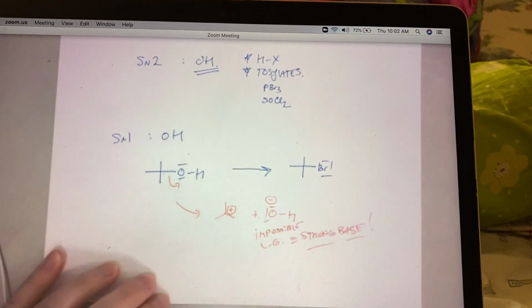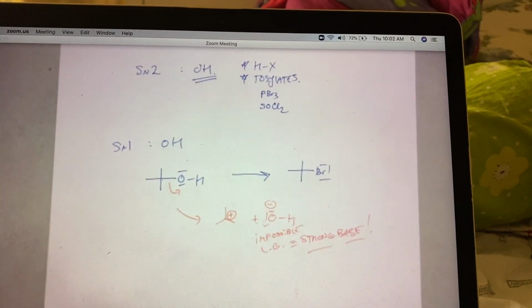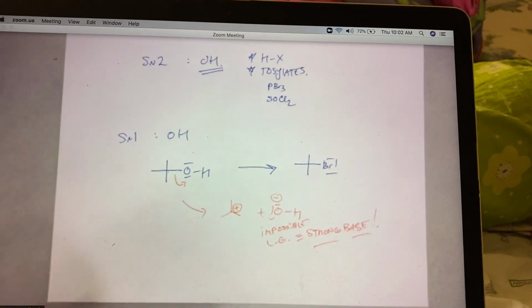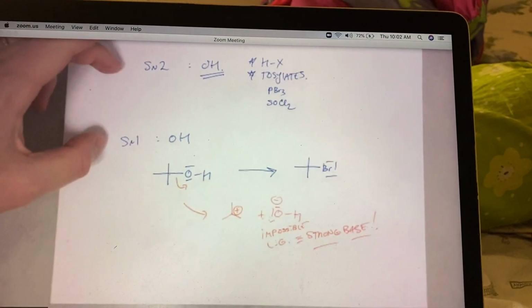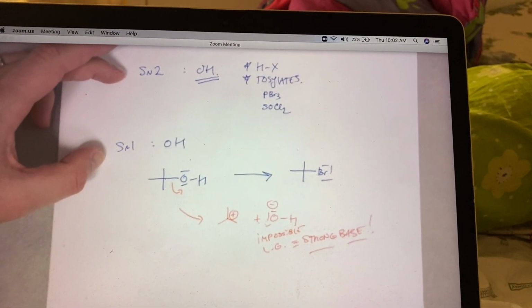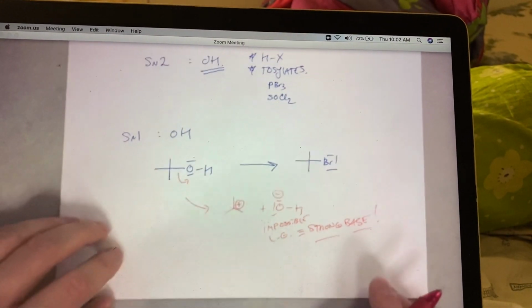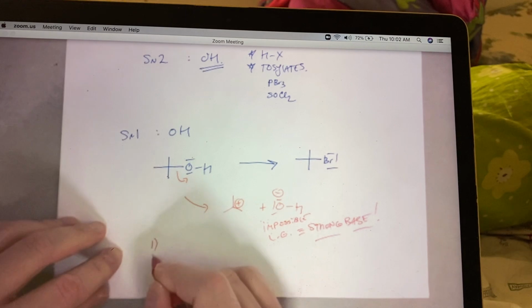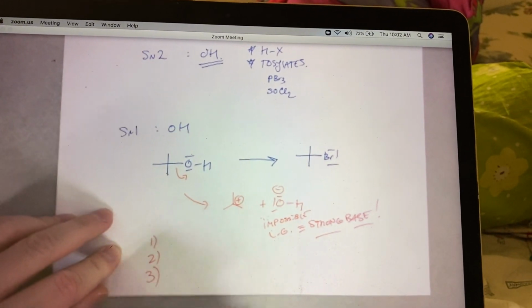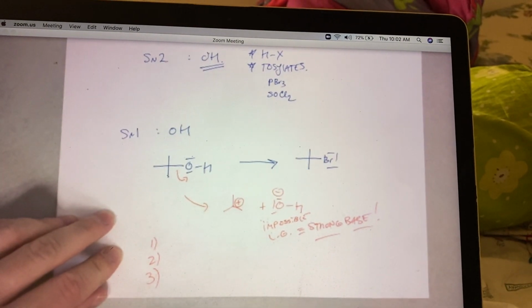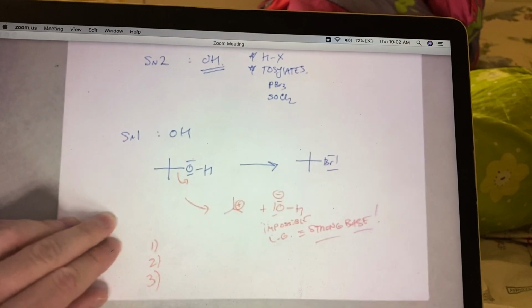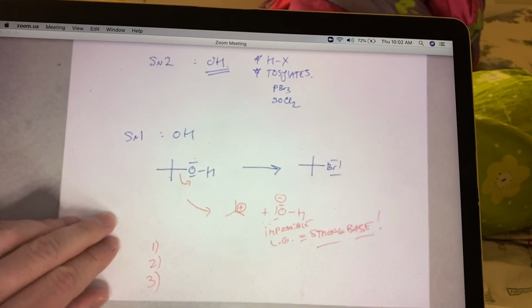Right? So this is a strong base. This would be an impossible leaving group. It just simply will not leave because the leaving group matters equally for both of these reactions. Always have to be thinking about good leaving groups. So let's think about three possible methods to get this particular transformation to take place.